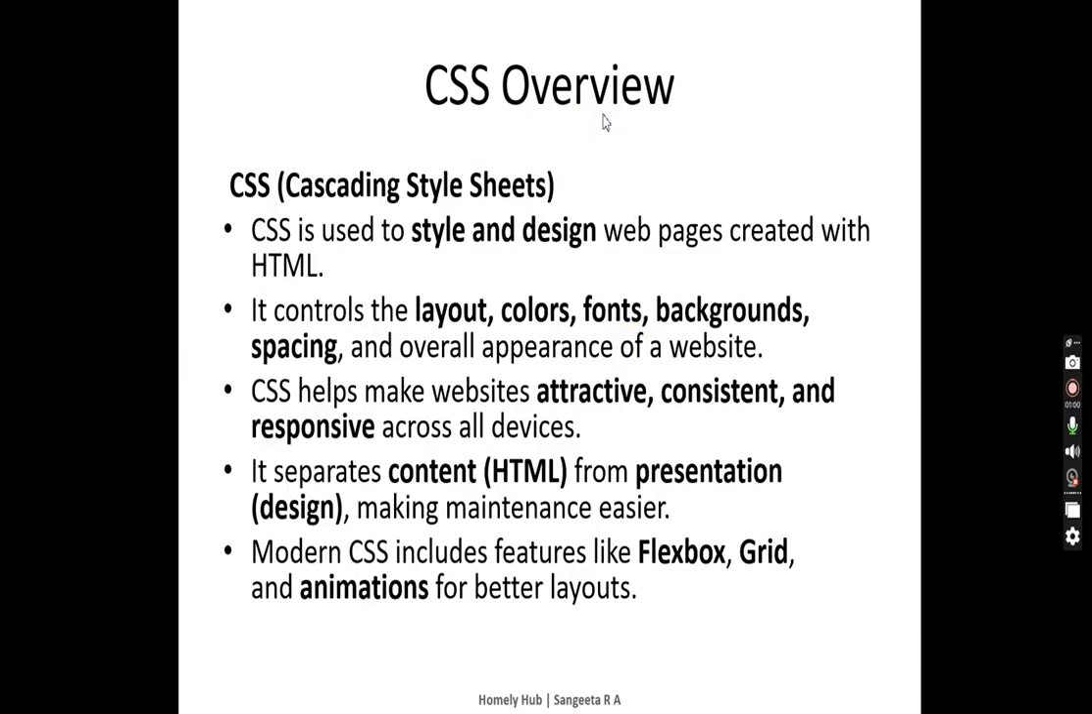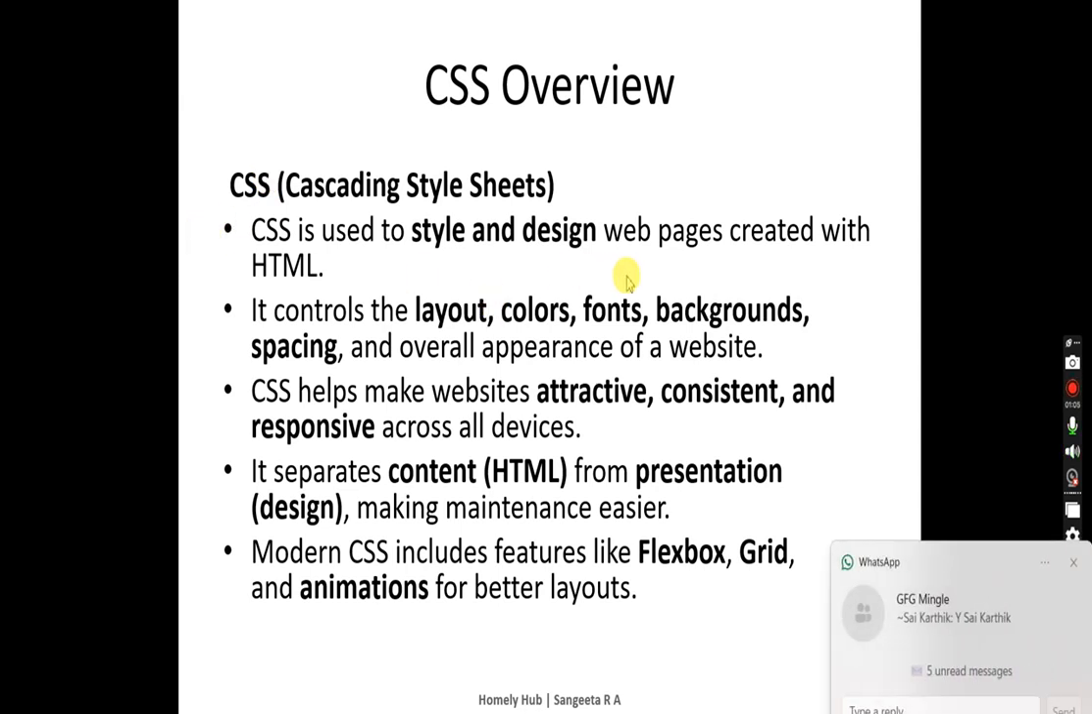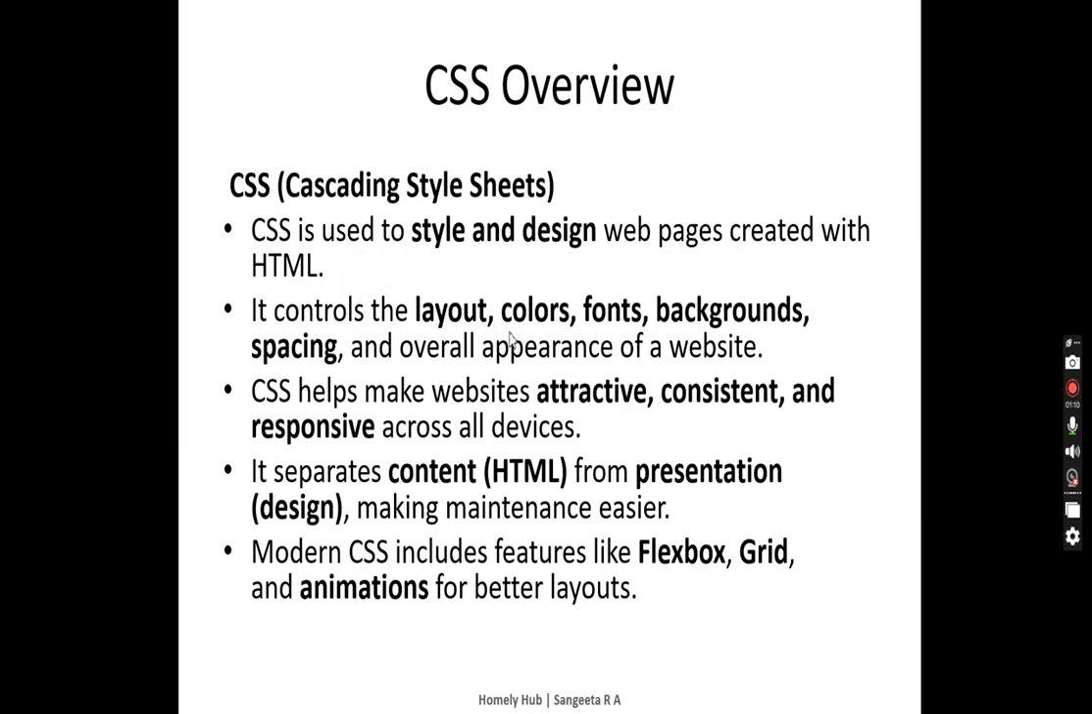And coming to the CSS overview, CSS full form is Cascading Style Sheets, where CSS is used to style and design web pages created with HTML. It controls the layout, colors, fonts, background, spacing, and overall appearance of the website. CSS helps make websites attractive, consistent, and responsive across all devices. It separates content from presentation design, making maintenance easier. Modern CSS includes features like Flexbox, grid, and animations for better layouts.